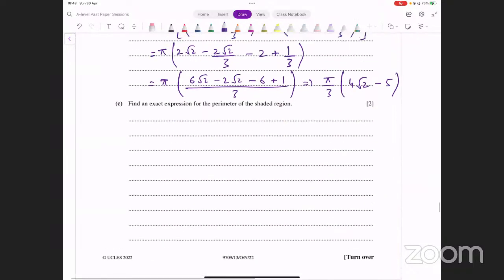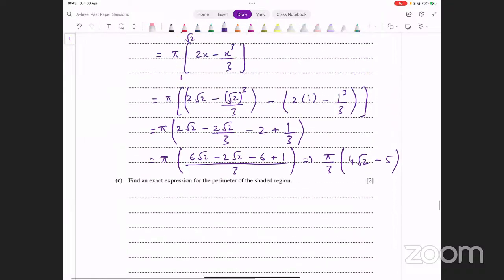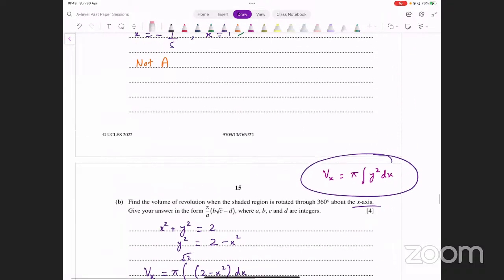ओके, अच्छा, नाउ इट सेज फाइंड द एग्जैक्ट एक्सप्रेशन फॉर द पेरीमीटर ऑफ द शेडेड रीजन। Perimeter of the shaded region. Acha, let's look at this now.